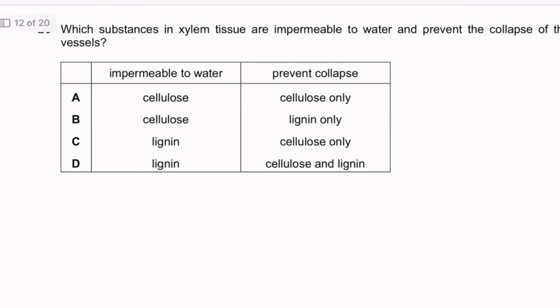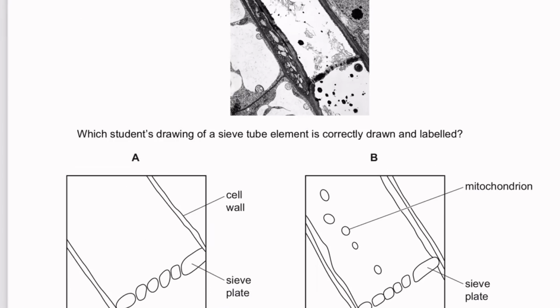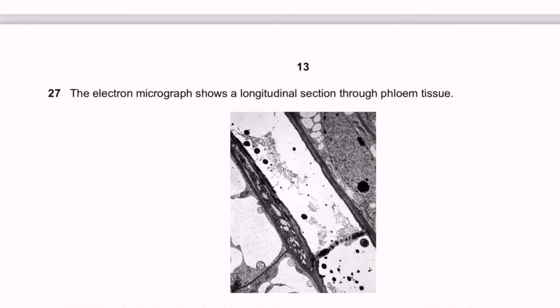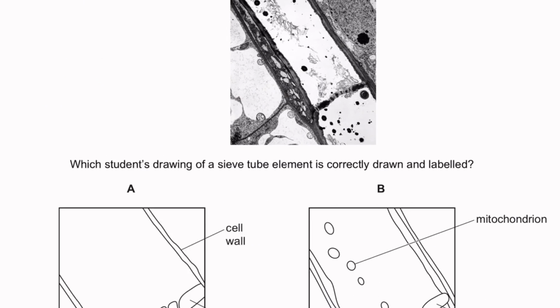Okay, which substances in xylem tissue are impermeable to water and prevent the collapse of vessels? Okay, impermeable to water is going to be lignin, definitely not cellulose. Preventing the collapse of vessels is going to be both cellulose and lignin. Okay, so it would be... The electron micrograph shows a longitudinal section through the phloem tissue, with students' drawings of sieve tube element is correctly drawn and labeled.